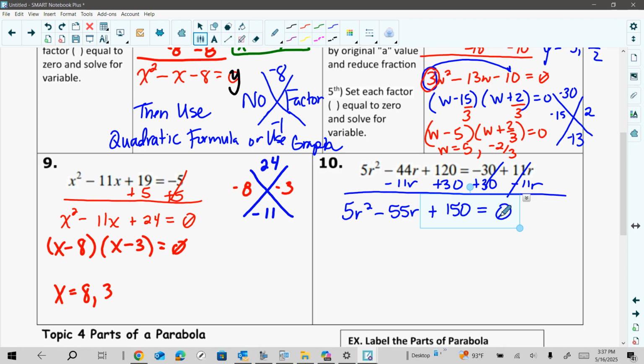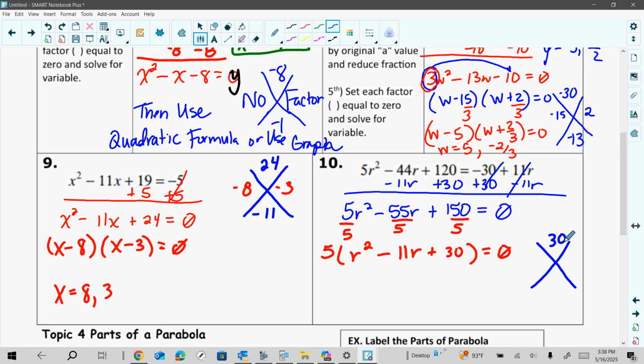Now, for a problem like this, I would see that there's a GCF here. The whole term has 5 in common. I'm going to take out that 5 first. Now I have r squared minus 11r plus my 30 equals 0. And now I'm doing my x puzzle for this trinomial. So see if we can come up with our factors of 30 with the sum of a -11. So see if you can answer this and check your understanding on here. And then we're going to move on to our next topic.